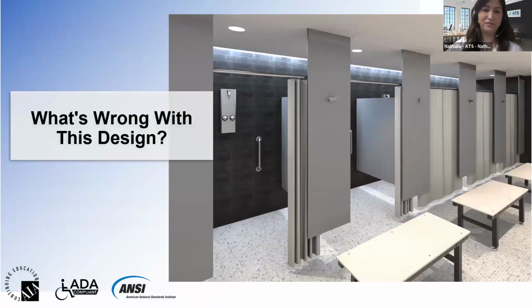So to start, to address some of the code requirements in the locker room, before that we want to ask you, can you tell us, what is wrong with this design? You can use the chat, with the knowledge that you already have. What can you say that is wrong with this locker room design? Do you think the benches are properly located, or the shower install dimensions, grab bars?